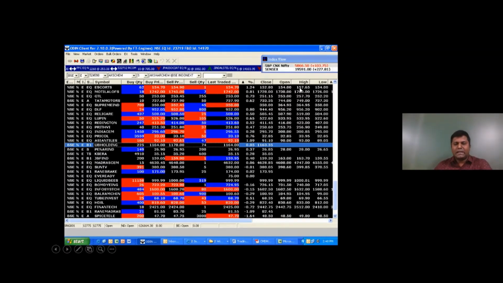Open, high, low aspects I will explain in the technical analysis. What is the importance of the rest of the part? But here we'll try to understand what we need to look at: buy quantity, buy price, sell quantity, last traded price. So when we talk about buy price, it's a bid, and sell is about ask price.